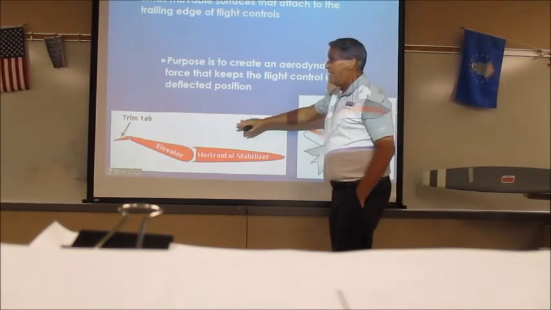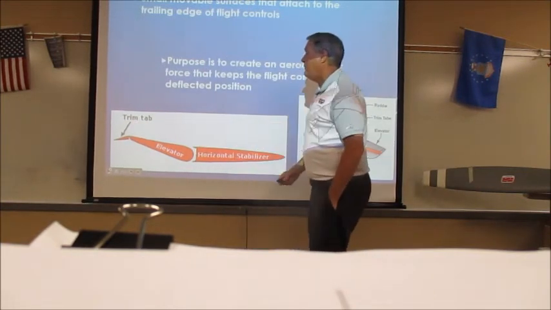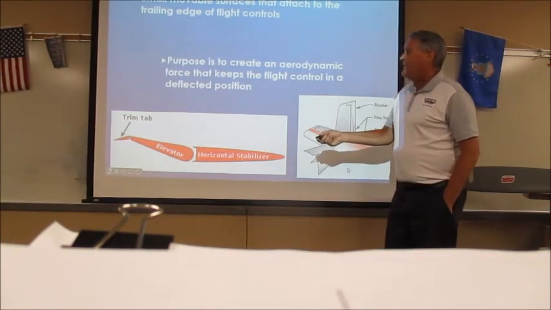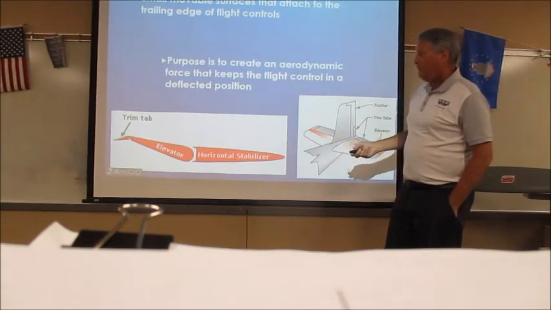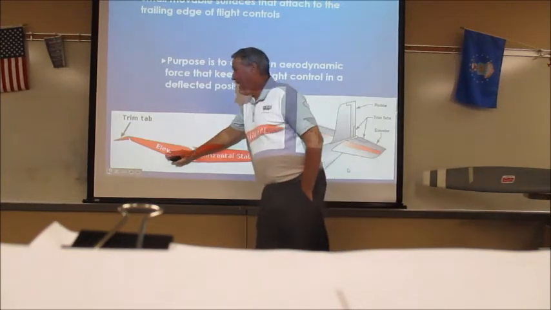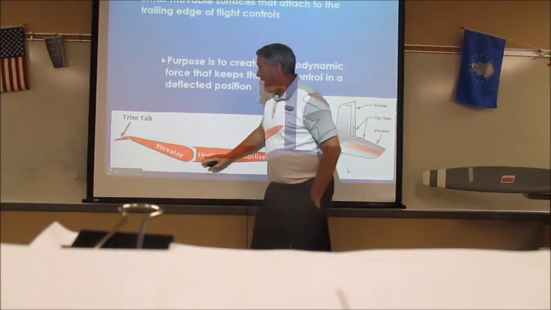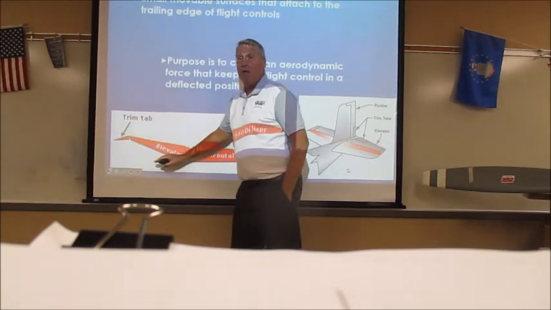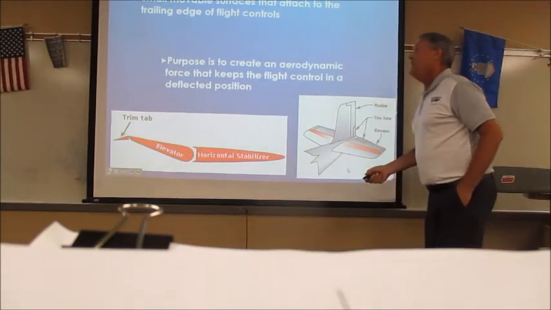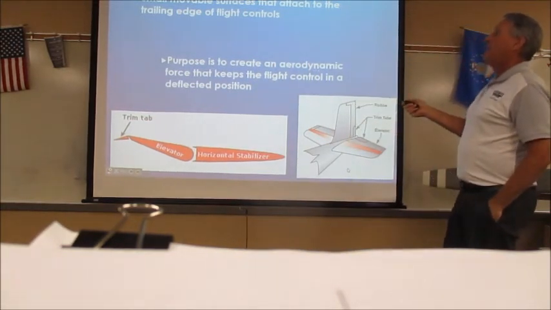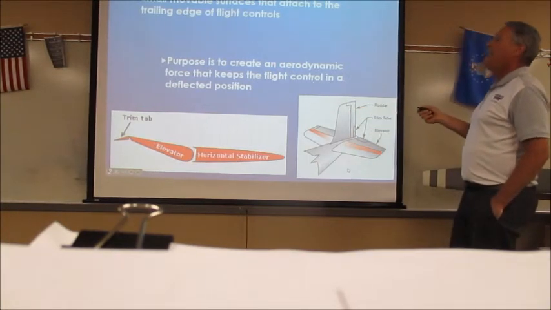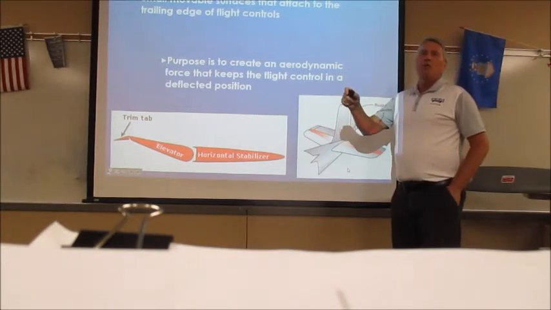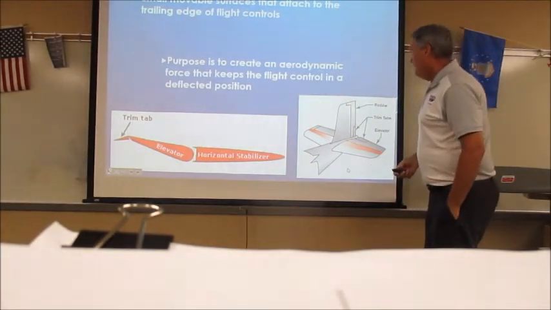So we do this thing called a trim tab. You can see here's my horizontal stabilizer, and there's my elevator. The trim tab will help with moving my elevator, but also if I had to trim it nose up, I could do that. Its purpose is to create an aerodynamic force that keeps the flight control in a deflected position. So if you needed a little trim for nose up, so you can fly straight and level.